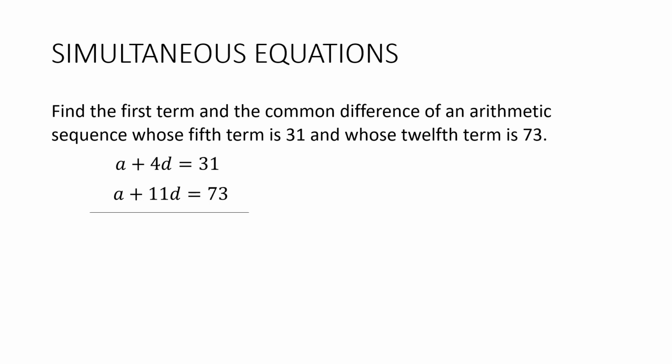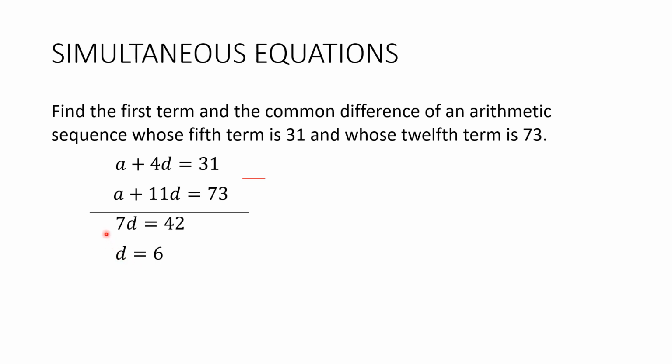Now, quick trick. What we're going to do is do this one, take away this one. So I'm kind of going to subtract up, if that makes any sense. I'll show you what I mean. A take away A is 0. 11D take away 4D is 7D. And 73 take away 31 is 42. Divide both sides by 7, we get 6. So the common difference is 6.